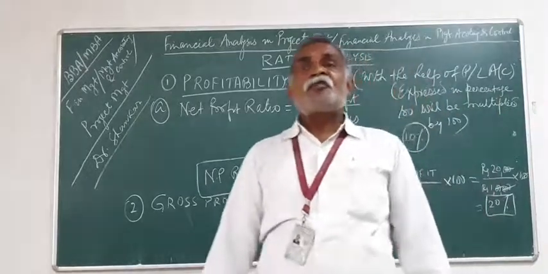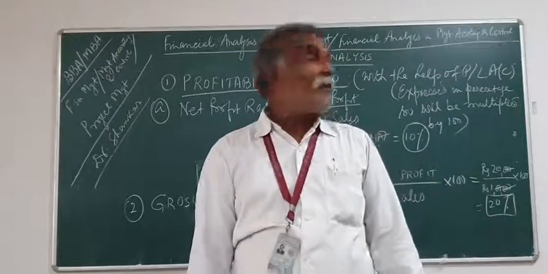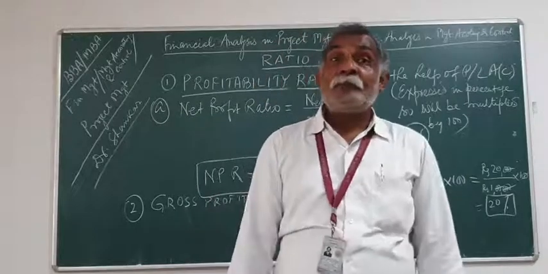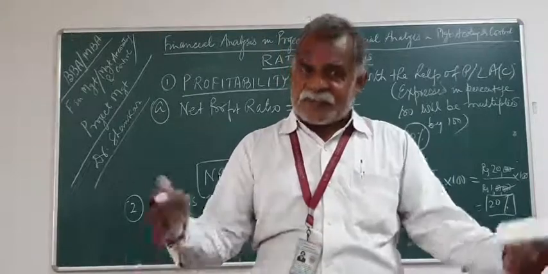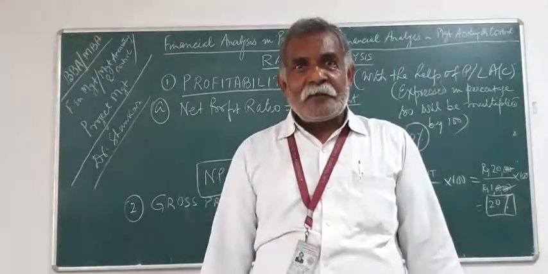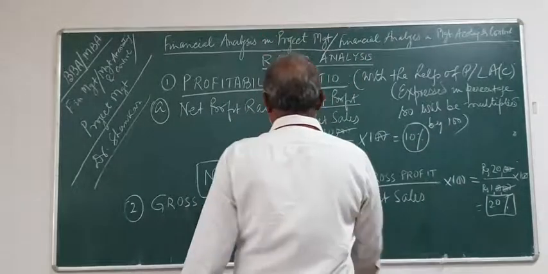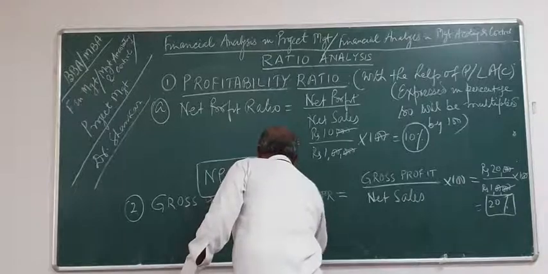So gross profit ratio is how much? Gross profit ratio is 20%. 20% of what? 1 lakh. As you know, 10% of 1 lakh is 10,000, 20% is 20,000. Very easy. Gross profit ratio is equal to 20%.